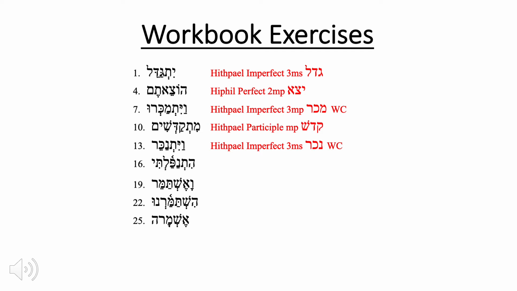Number 13 is a vav consecutive. You see the hirik yod, followed by the tav, indicating a Hithpael, and the dagesh and the kaf. Since there's nothing else other than the yod prefix, this is a Hithpael imperfect 3ms. 16 is a straightforward Hithpael perfect 1cs, the tav plus the hirik yod at the end indicating the 1cs. How about number 19?